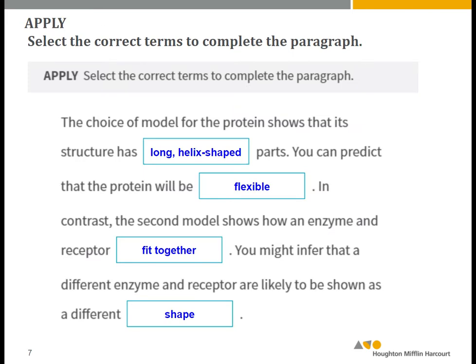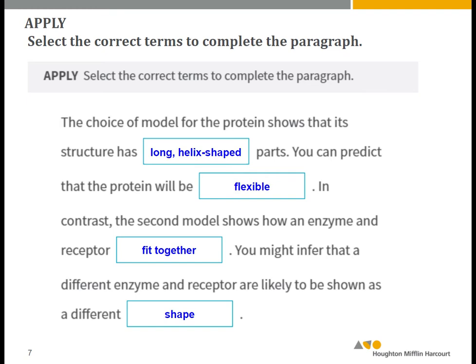The choice of model for the protein shows that its structure has long helix shaped parts. Okay, helix is a spiral. You can predict that the protein will be flexible because it's made of those long strands, so it's likely to be flexible. In contrast, the second model shows how an enzyme and receptor fit together. They fit together like puzzle pieces or like a lock and key.